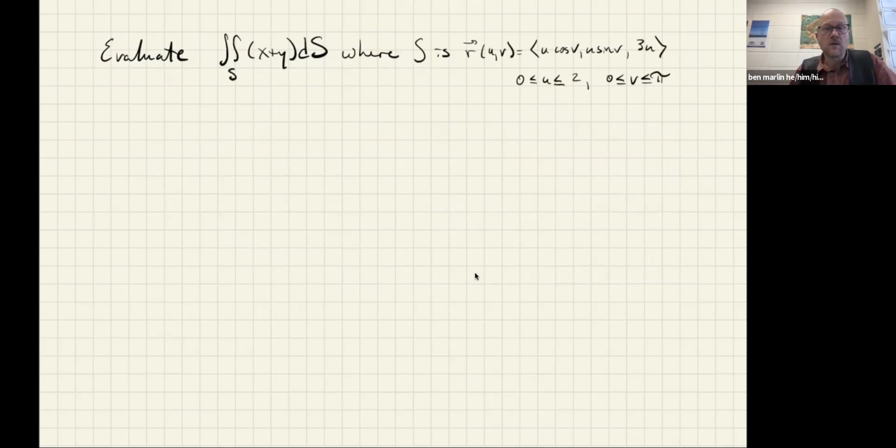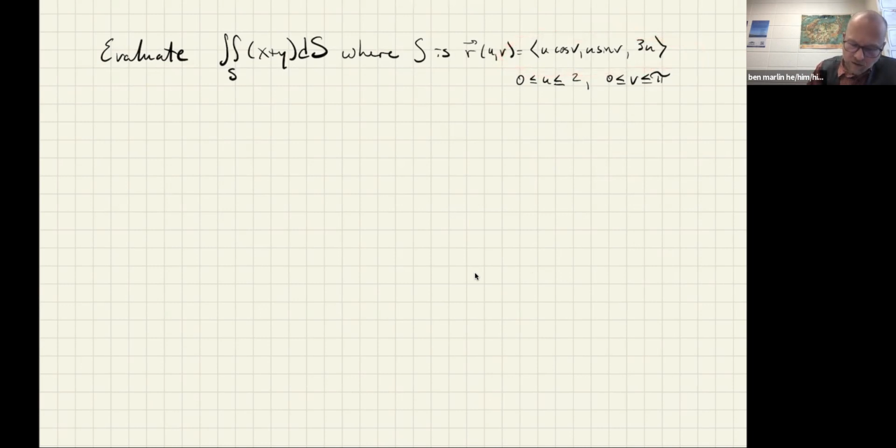So we're going to try evaluating one here, and you're going to see the process of it. I'm going to try really hard to make it the same process every time, and that way it's fairly mechanical, really. So we're evaluating the integral of x plus y dS. And if you take a look over here, I've gone ahead and parameterized something for us.